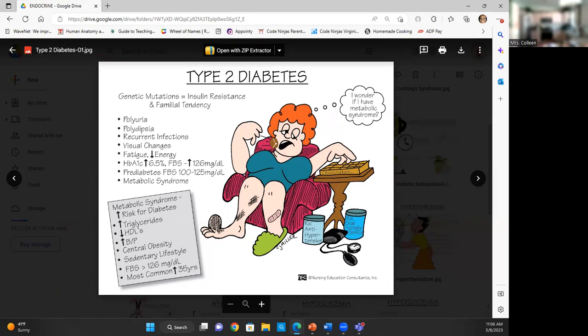And again, metabolic syndrome. So this patient is hopefully painting a picture of someone that is not healthy, someone that is not controlling those modifiable risk factors. They have an increase in their triglycerides, a decrease in their HDLs, which is their good cholesterol. They have central obesity, that means obesity around their abdomen. They're sedentary, they're older, they're middle-aged, right? So this lady here is saying, I wonder if I have metabolic syndrome.